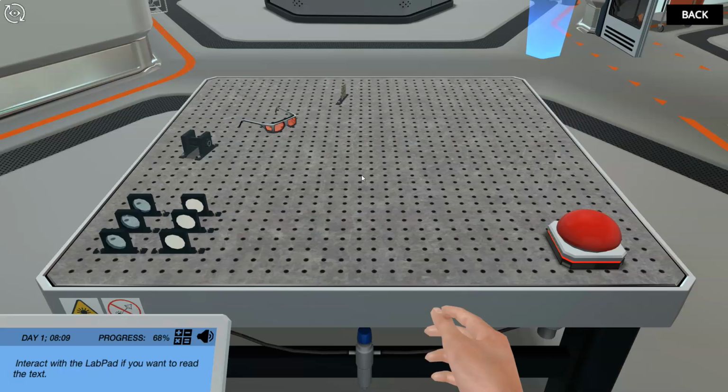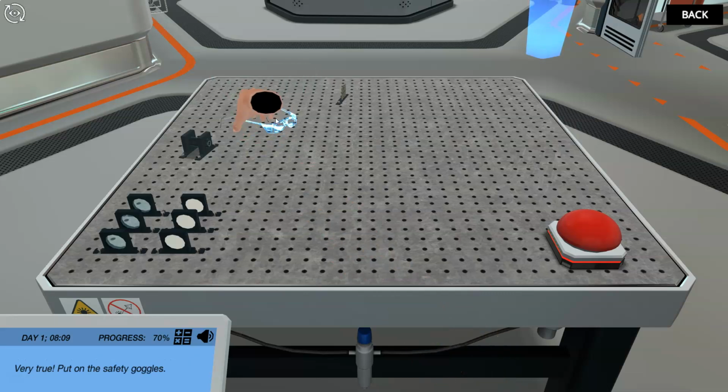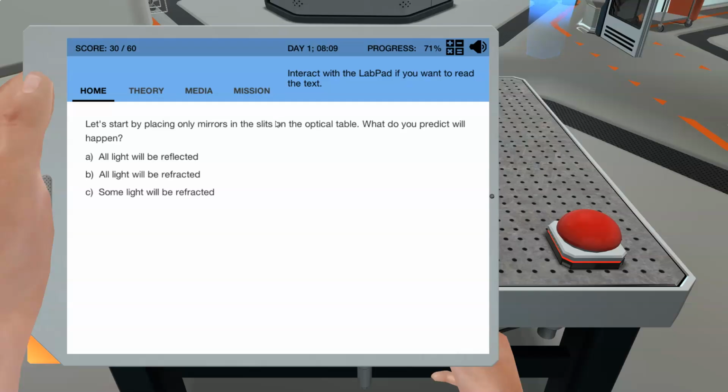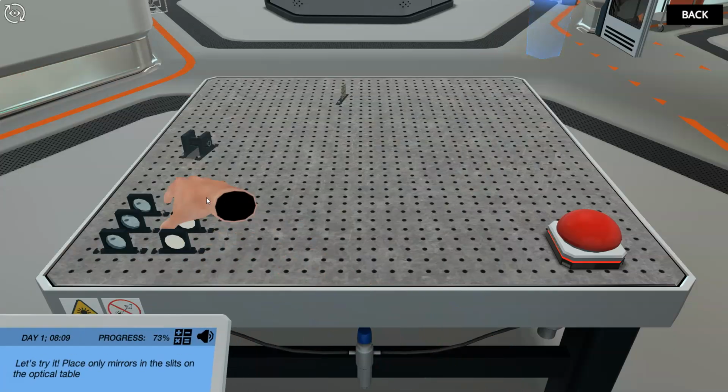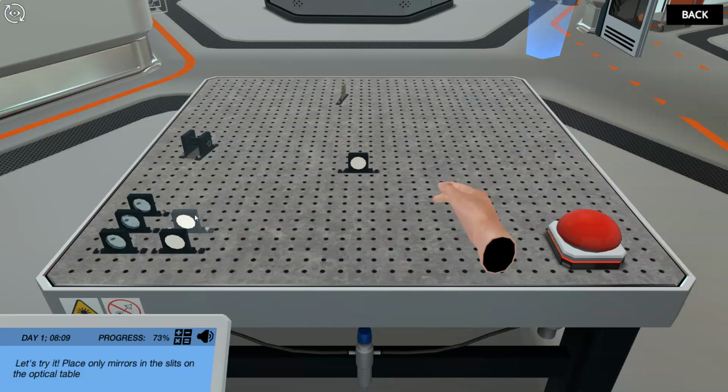Before you start, don't forget you'll be playing with lasers here. Lab safety can extend your career. Very true. Put on the safety goggles. Let's start by placing only mirrors in the slits on the optical table. What do you predict will happen? Let's try it. Place only mirrors in the slits on the optical table.